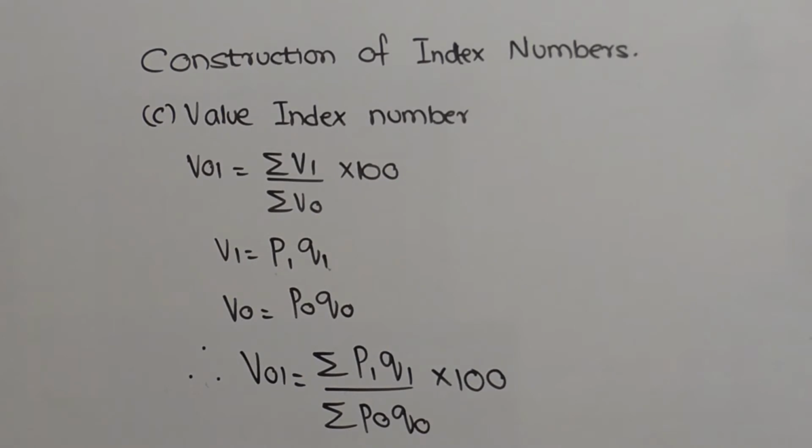Value index number is denoted by V01. V01 equals sigma V1 upon sigma V0 into 100. V1 equals P1 Q1. V0 equals P0 Q0. Therefore, V01 will be equal to, replacing V1 with P1 Q1 and V0 with P0 Q0, sigma P1 Q1 upon sigma P0 Q0 multiplied by 100.